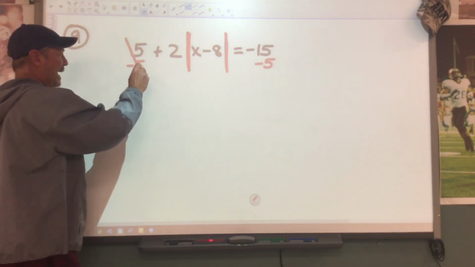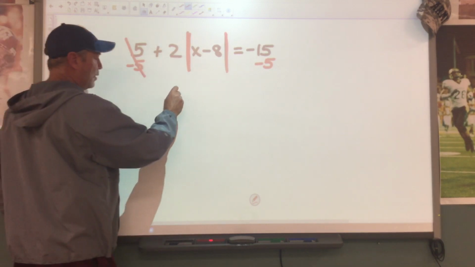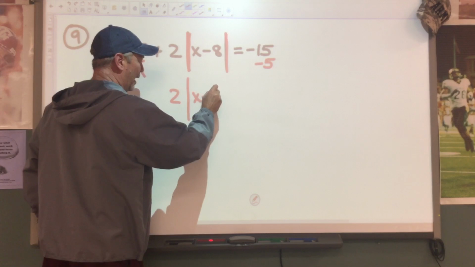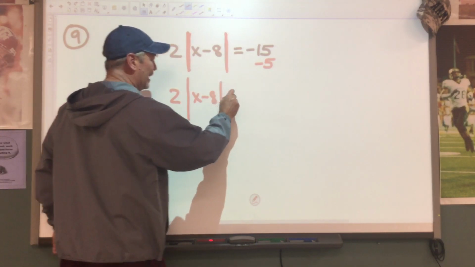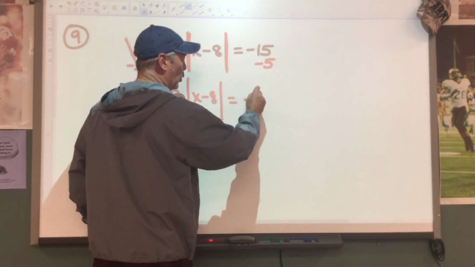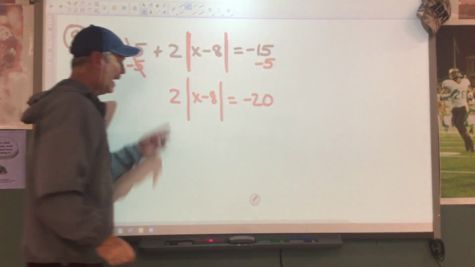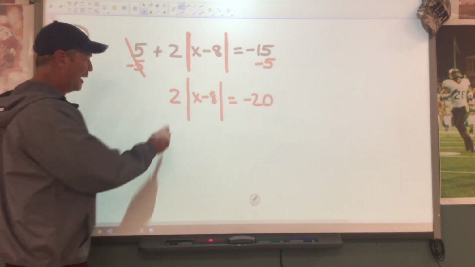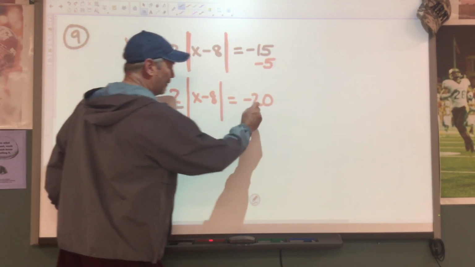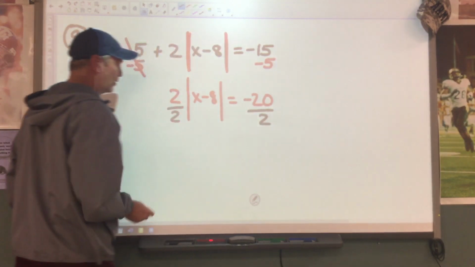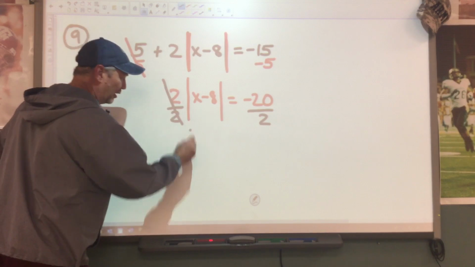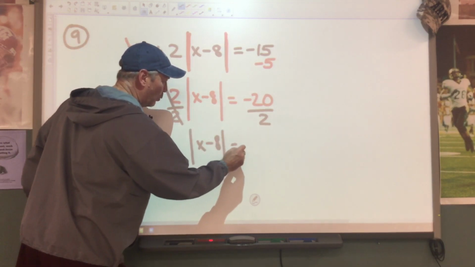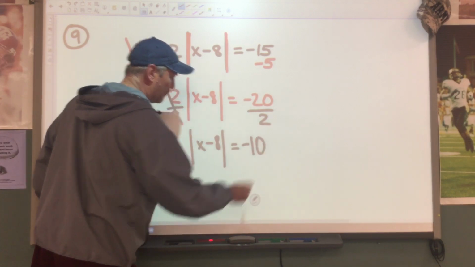This is going to cancel. That will leave me with 2 times the absolute value of x minus 8 equals negative 20. How do I move the 2? We're going to divide by 2. That's going to cancel, and that's going to leave me with the absolute value of x minus 8 equals a negative 10.